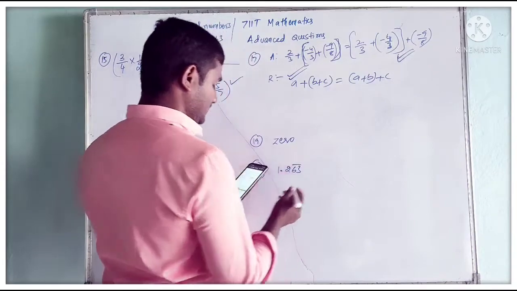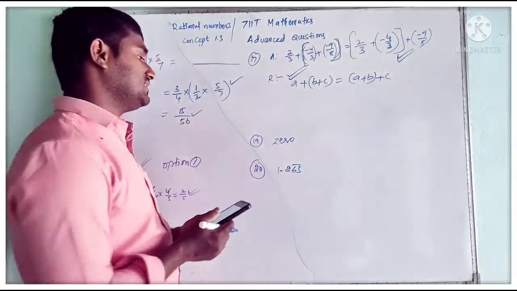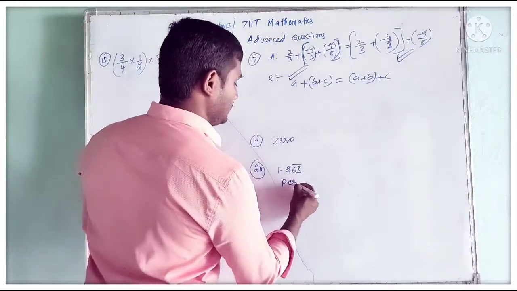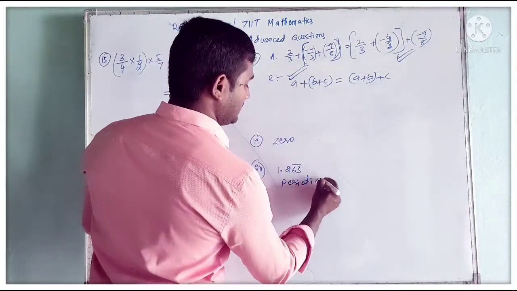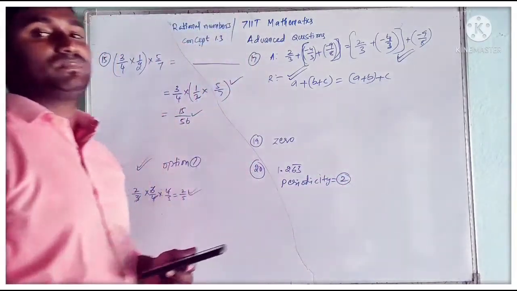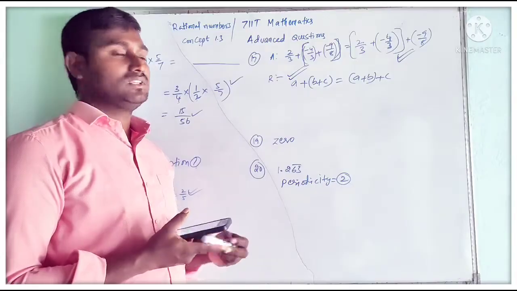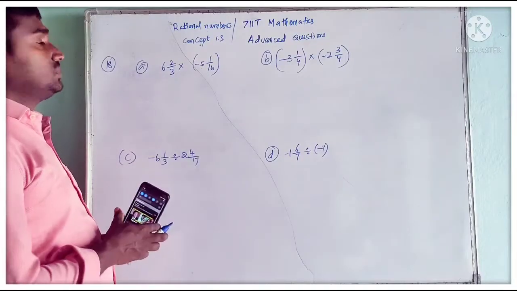1.263 with the bar over 63. Under the bar, how many digits do we have? 2 digits. So 2 is the periodicity of 1.263 bar. Okay, so now I am going to discuss the 18th question with you.